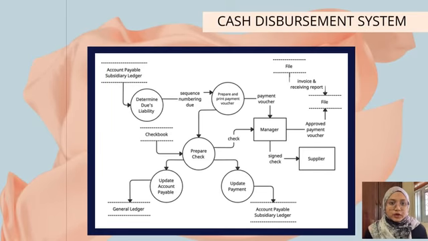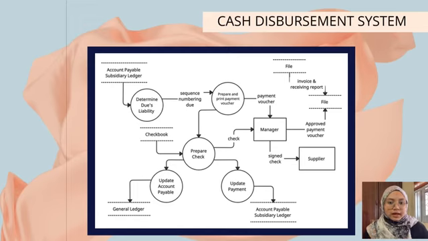Okay, next is the cash disbursement system. Firstly, from the account payable subsidiary ledger file, they will determine the dues liability, and then from the sequence number due, they will prepare and print the payment voucher. The payment voucher will be sent to the manager and also sent to prepare the check.